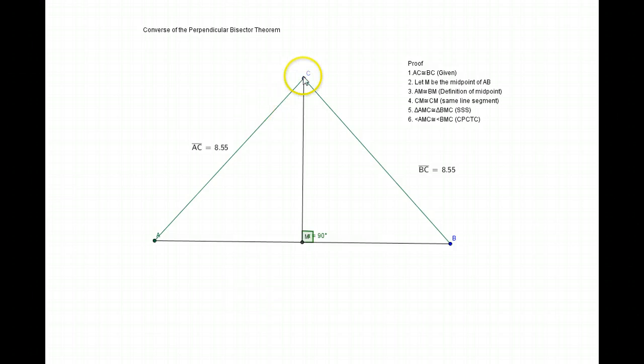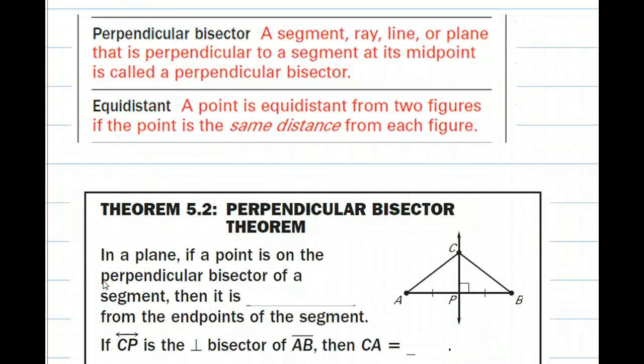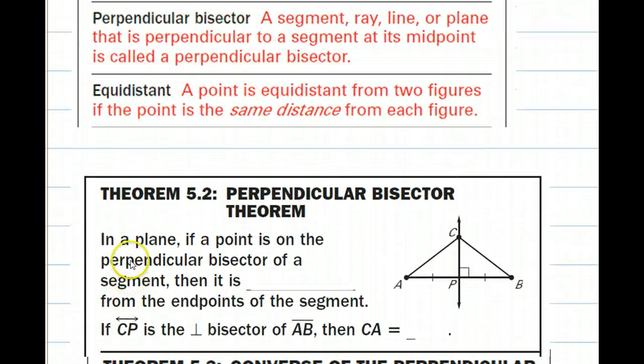So notes on page 81 say the perpendicular bisector theorem, and it says that if a point is on the perpendicular bisector of a segment, then we know that it is equidistant from the endpoints of the segment.